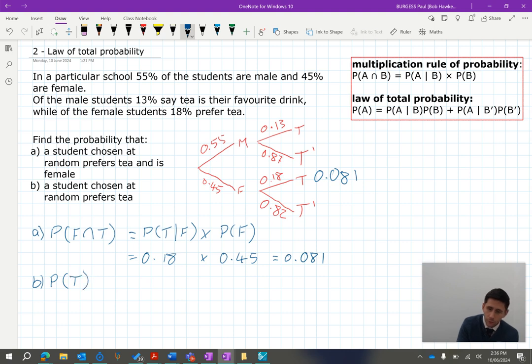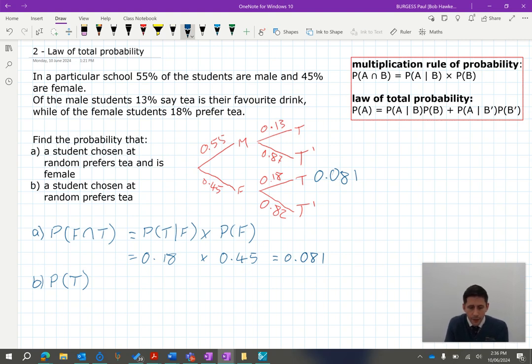Okay, so in part B, what we want is the probability that a randomly chosen student prefers T. Looking up at my formula box, I've got the probability of A equals the probability of A given B times the probability of B, plus the probability of A given not B times the probability of not B. Sounds complicated. Let's just pause for a second and try to solve this problem using the tree diagram, and then we'll look again at the formula and see if it makes any sense from there.